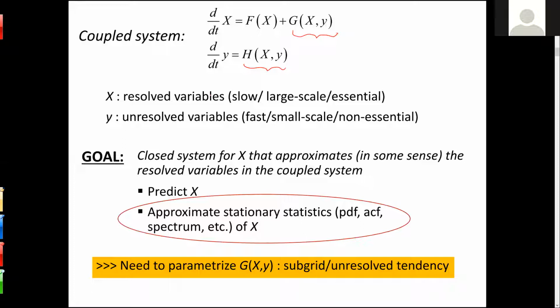In some contexts, we call them slow and fast if we have separation of time scales. So if y moves on a faster scale than x, or sometimes large scale and smaller scale if they have spatial scale separation. I think this is used more in dimension reduction.